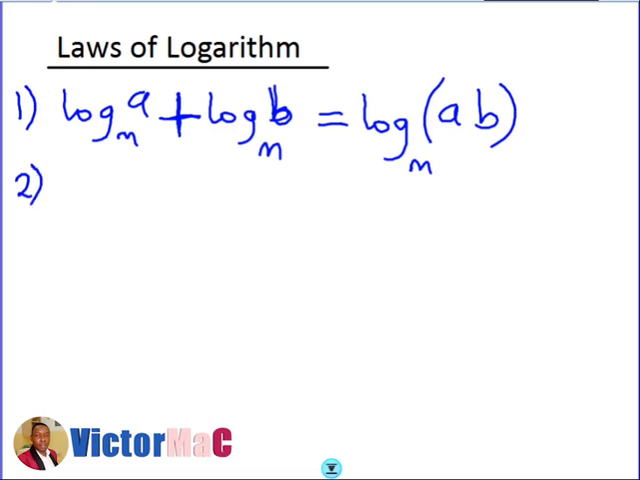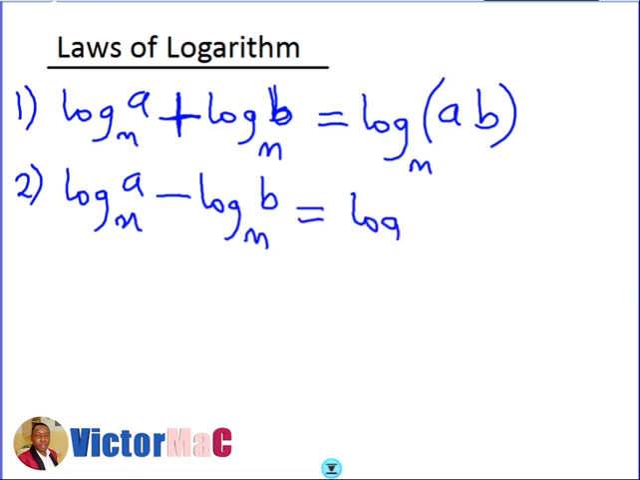Number two is the division law. We have log a base m minus log b to the same base m. So we're going to have log the first number, which is a, then your minus will change to a division sign followed by b to that same common base m. Now these first two laws, the multiplication law and the division law, are applicable this way because we have a common base. If not, we can't use this approach.